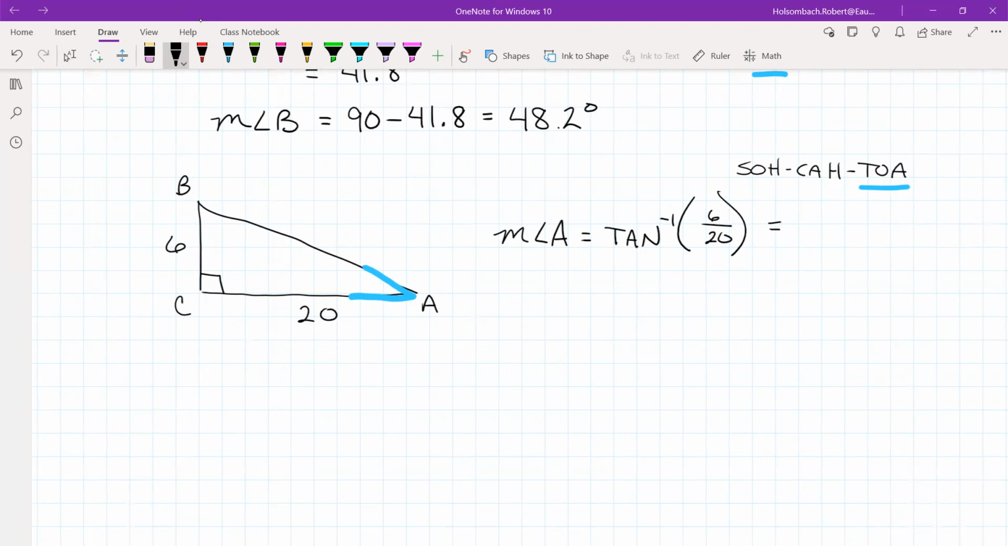So we type 6 fraction button 20 in the calculator, second tan, and your calculator should say 16.7 degrees. So then to find the measure of angle B, we do 90 minus 16.7. 73.3.